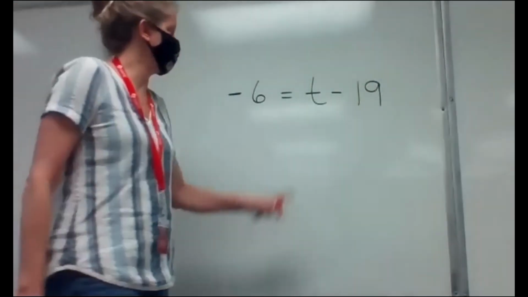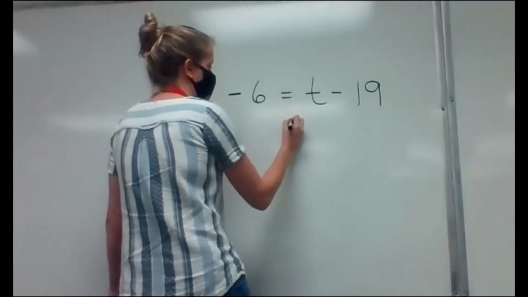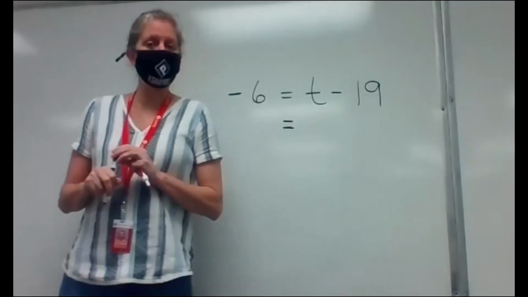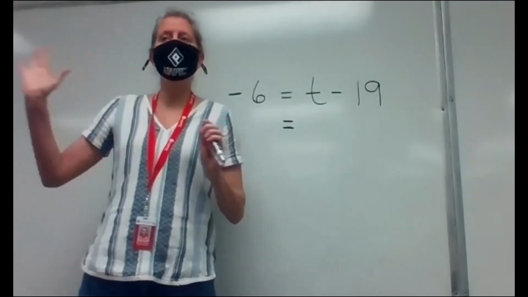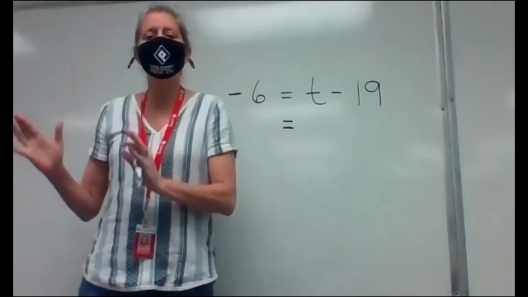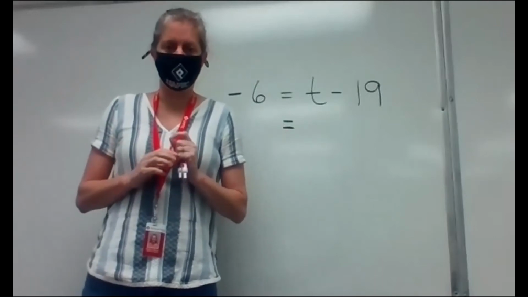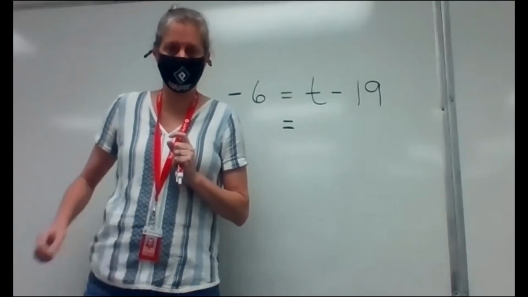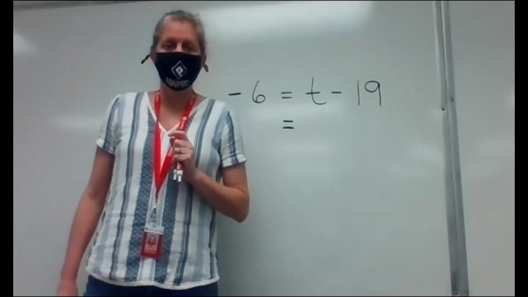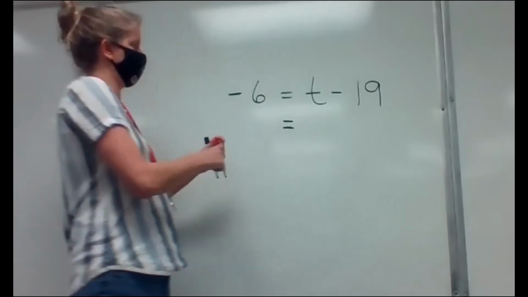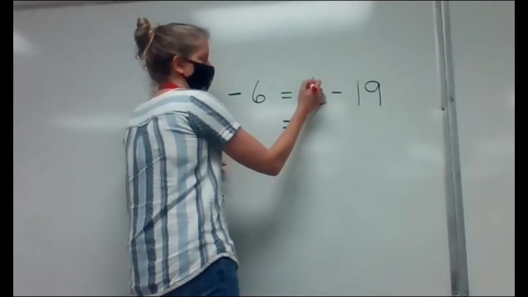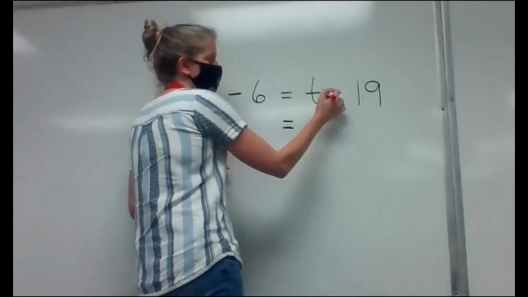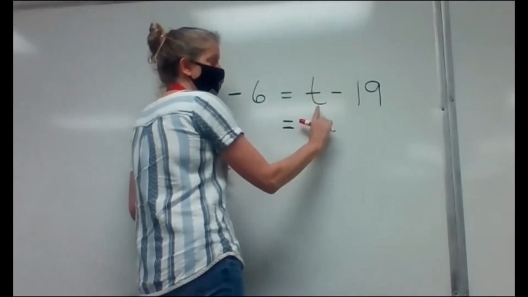So here's something new. I'm just going to go ahead and bring down my equal symbol. It does not matter what side of the equal sign your letter ends up on. It just wants to be alone, period. Which means, where is your letter? Here it is right here. It wants to be alone, which means what needs to go away?